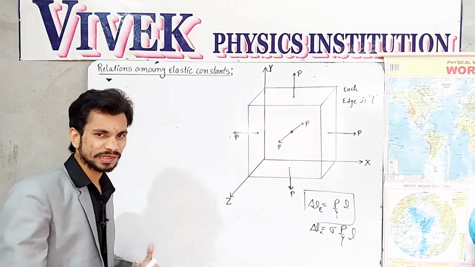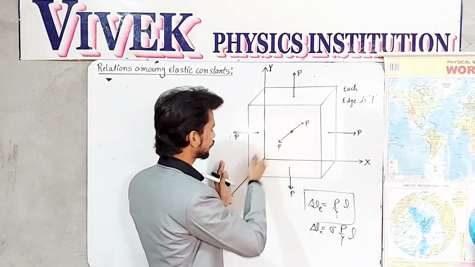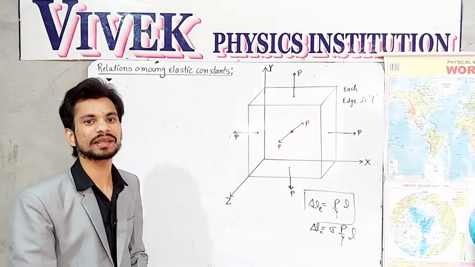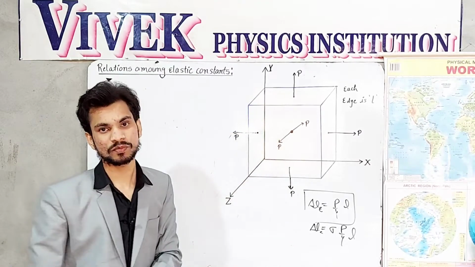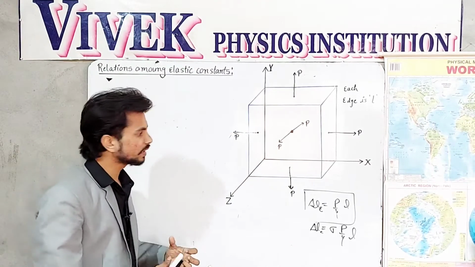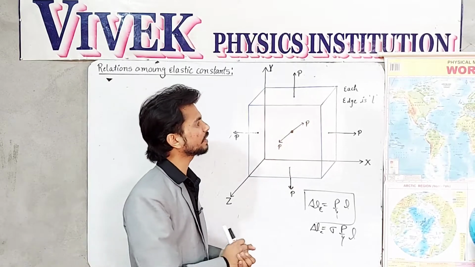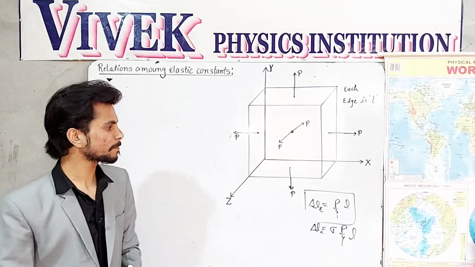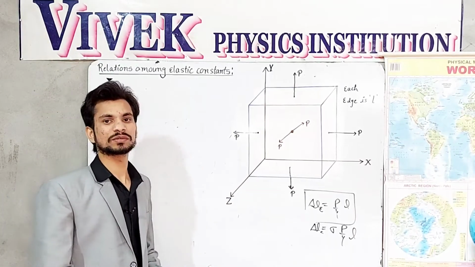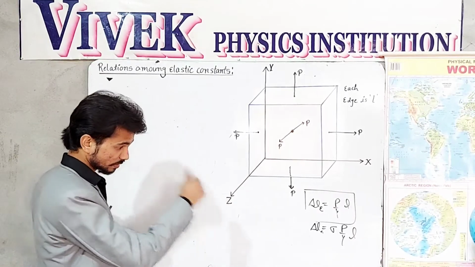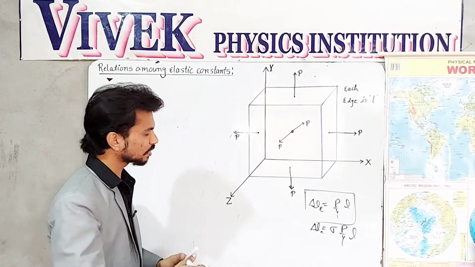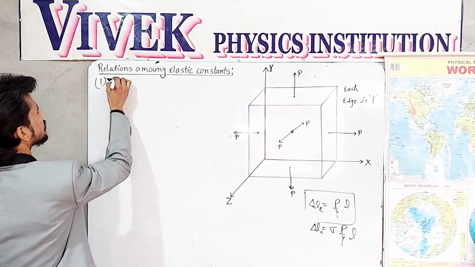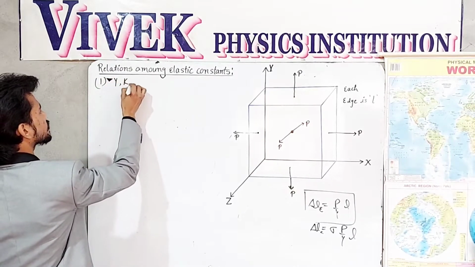Also, we can easily see that all three Cartesian coordinate axes are taken along the edges of this cube. For convenience I have marked each edge of this cube as small l. So let's start to find the relation among Y and all these coefficients. First we will derive the relation among, let's say, Y, K and sigma.